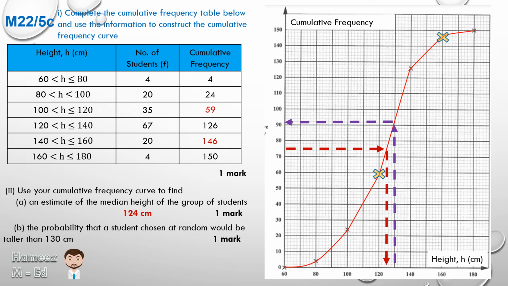So what do we want? We want a probability. What's the probability that a student chosen was more than 130 centimeters? It would be 150 minus 92, all over 150. And that works out to be 48 over 150, which we can break down, if you want, into 24 over 75.